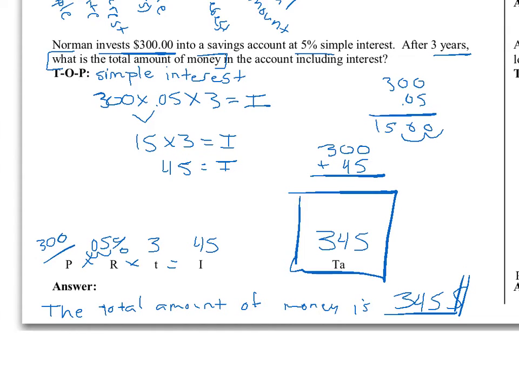Had it asked how much interest did he earn, we would have stopped at 45. But this one asks how much is left in his account.